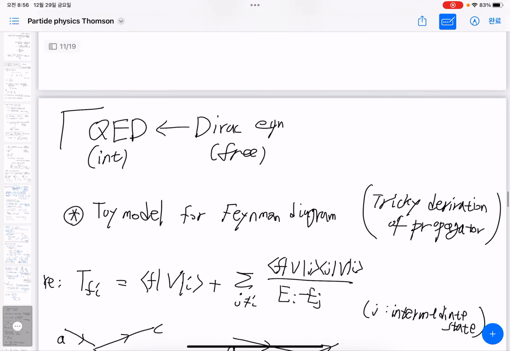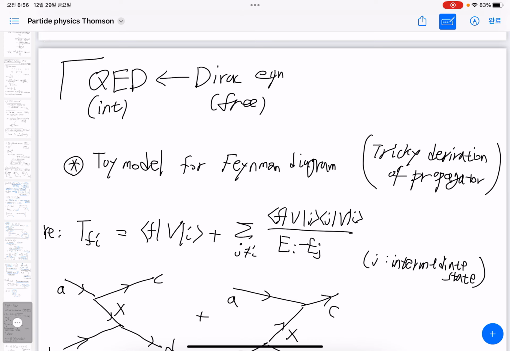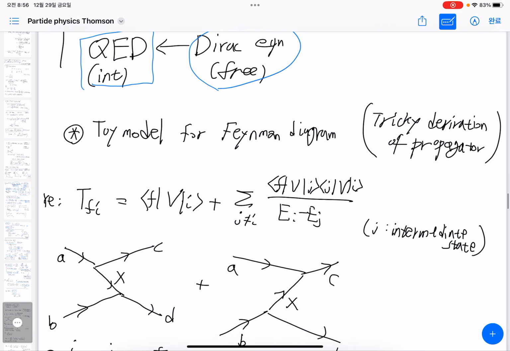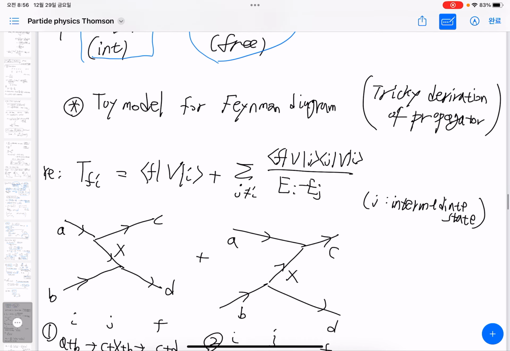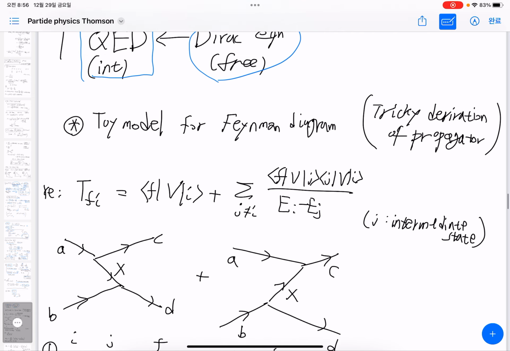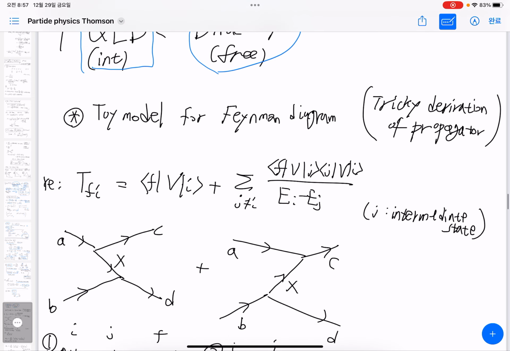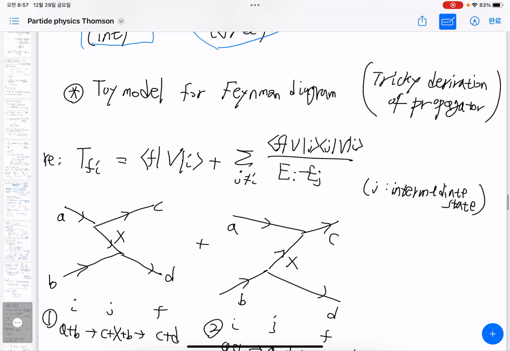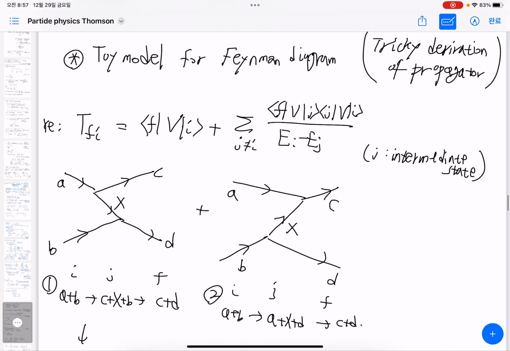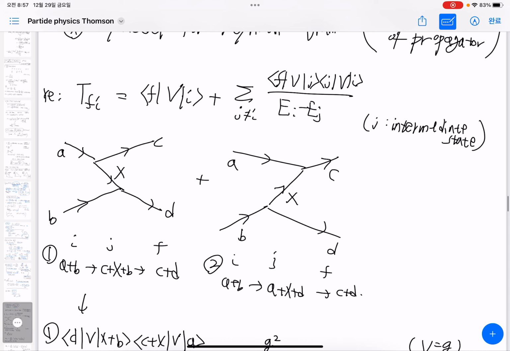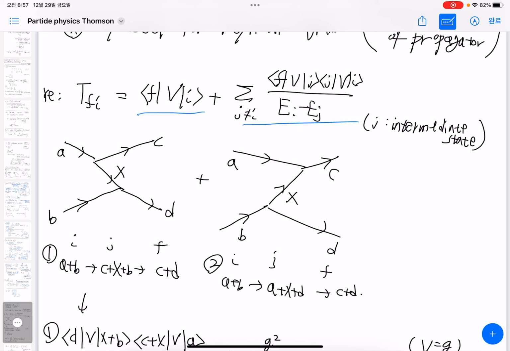So now I want to turn to some of the QED interactions of such fermions. I will not talk about the very tricky derivations of the Feynman diagrams; there is no QFT in here. Our focus is just on particle phenomenology. So as a toy model for the Feynman diagram, the transition amplitudes can be written by the first order and the second order with the intermediate state X.